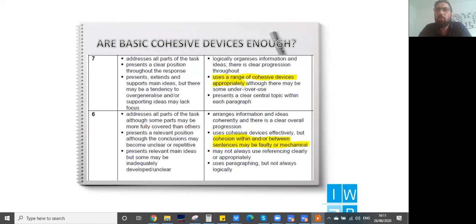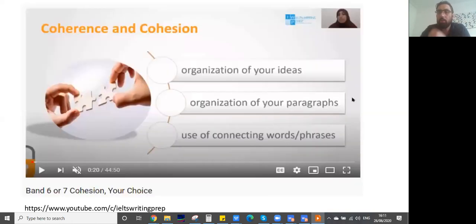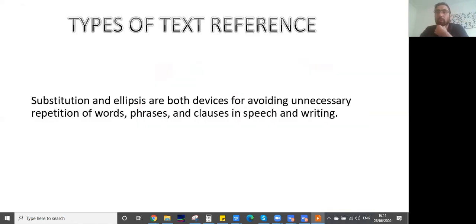Of course, when we want a range, do we just want basic cohesive devices? And the answer is no. There are many different types of cohesive devices other than the linkers, other ways of helping people to follow our ideas. And today we're going to talk about two of them: two types of text reference, how we refer to different things in text.